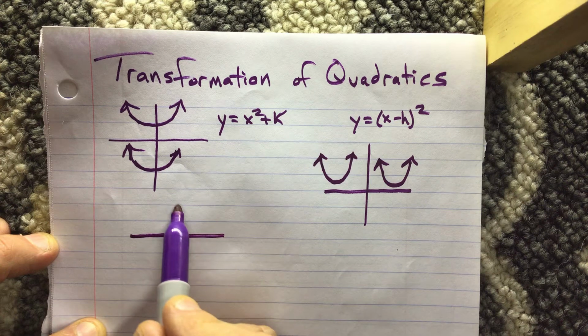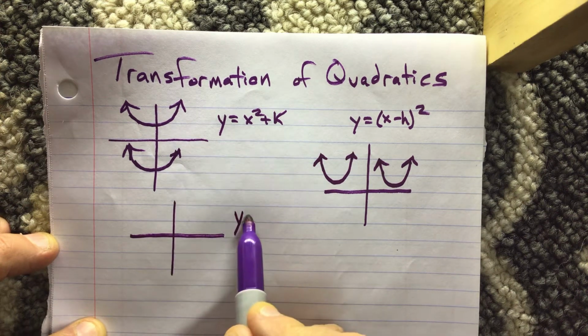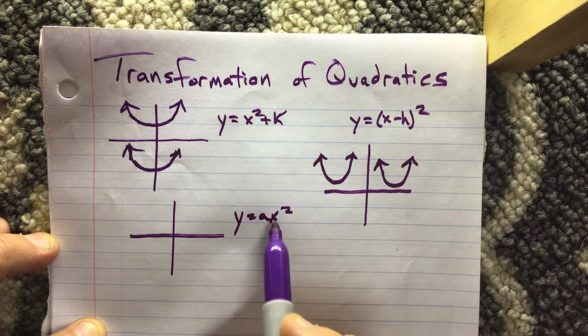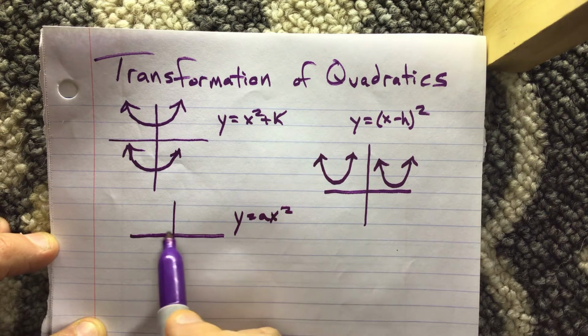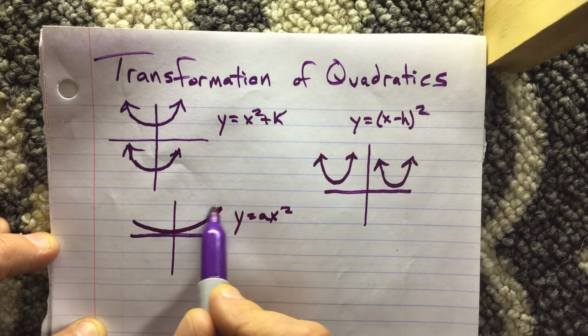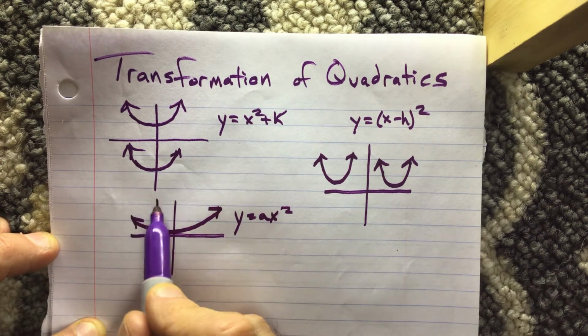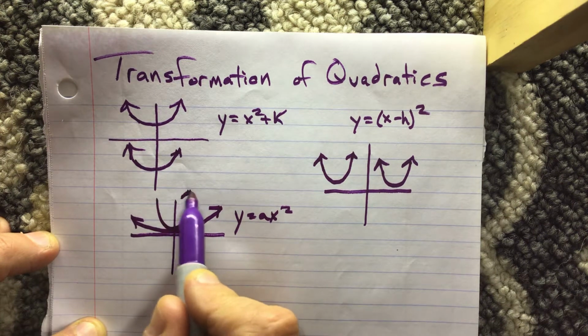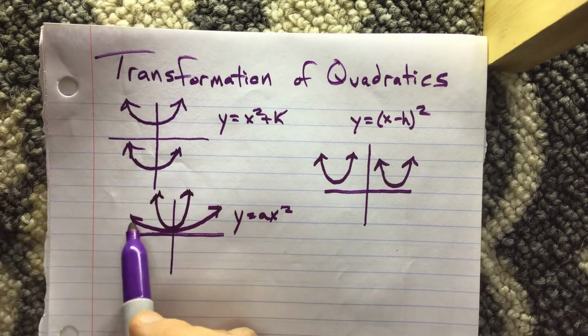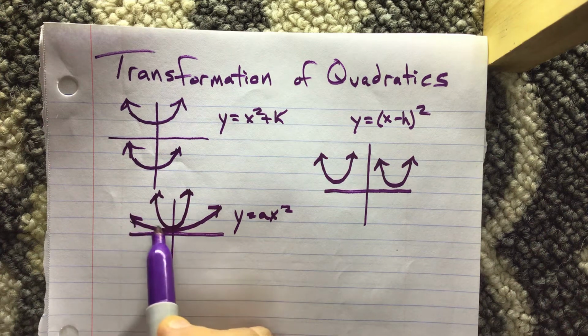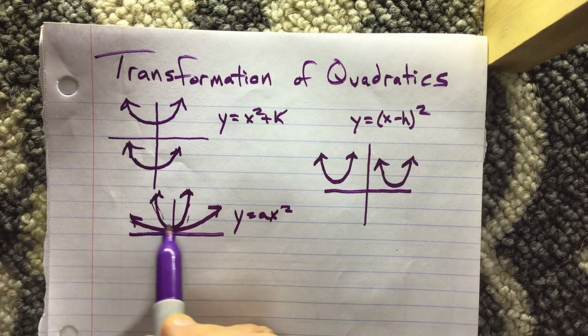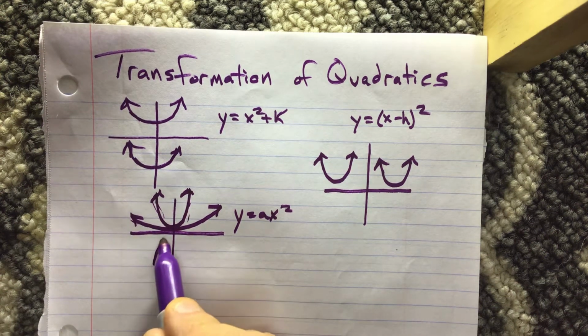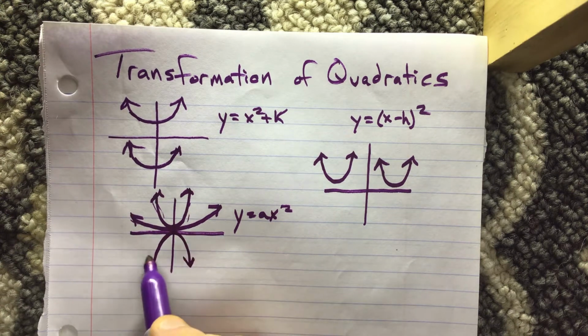And then we also looked at y equals a x squared and how that affects the graph. It can make the graph wider if it's a whole number. It can make it narrow if it's a, I'm sorry, I said that wrong. It would make it wider if it's a fraction. It will make it narrow if it's a whole number. And if it's negative, it can flip the graph upside down.